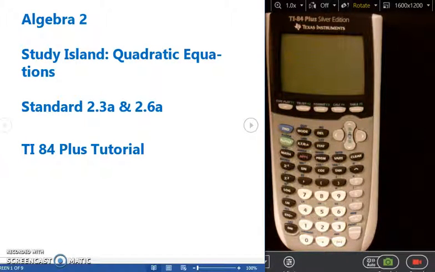We're going to be looking at topics under the Study Island lesson, Quadratic Equations in Algebra 2, and that also covers the standard 2.3a and 2.6a in Algebra 2. So what I've done is I've just gone through and pulled out questions from the Study Island topic that you can do straight on the TI-84 Plus calculator. And this is the calculator you're given on the screen on your EOI.